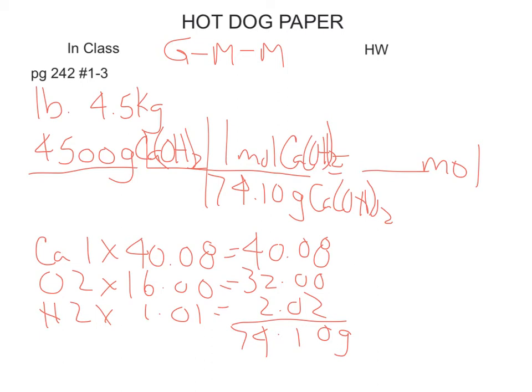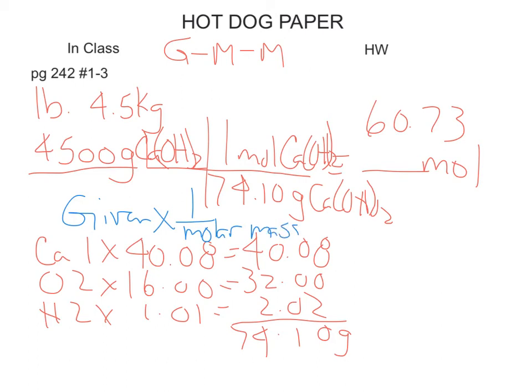Alright, so now it's a division problem. We take 4,500 and divide it by 74.10. And we get 60.73. Alright, so that's our answer there. We can analyze what we did, reflect on what we did. We took the given and we times it by 1 over the molar mass. And that helped us convert to moles.